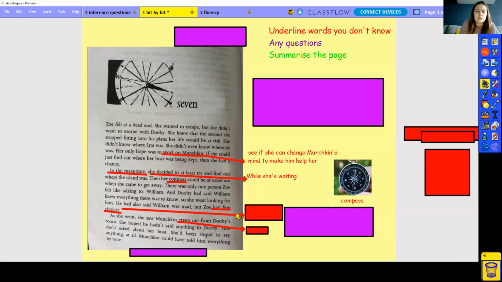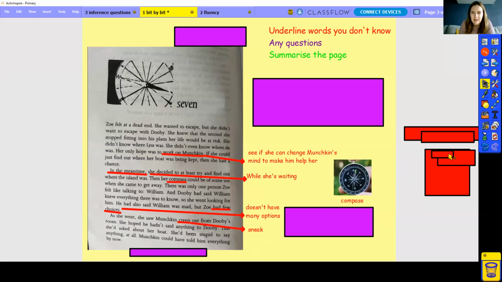There's this bit here where it says Zoe had few choices. What it means is Zoe doesn't really have any other options. So she can only talk to William because she doesn't have any other options. There are no other choices for her to make. There's no one else she can talk to. She can only talk to William, even though he's a little bit mad and a little bit crazy. Now there's a little bit here where it says Munchkin creep out from Doobie's room. Creep means to sneak. So if you creep out, you sneak out, trying to do something without being seen.